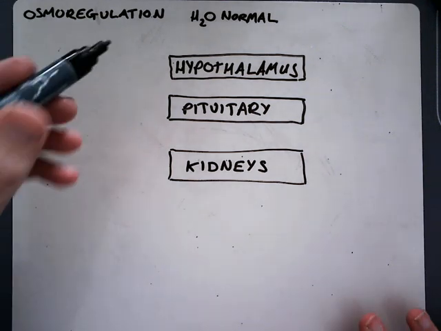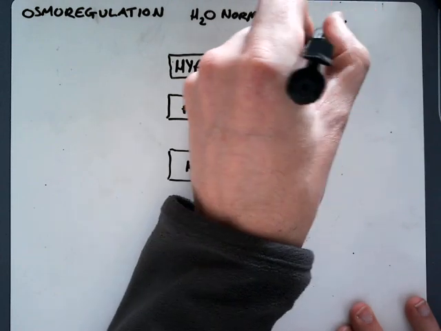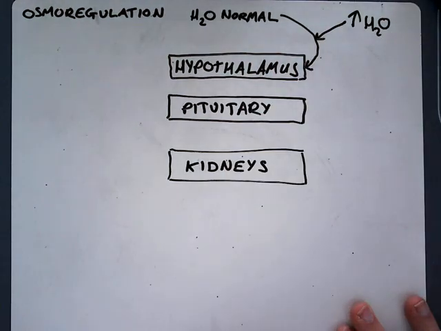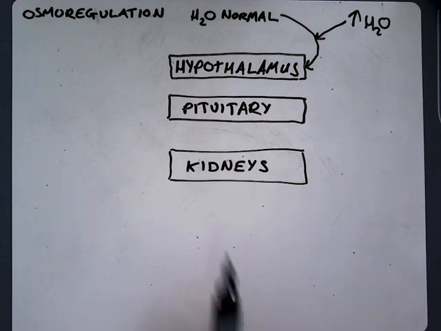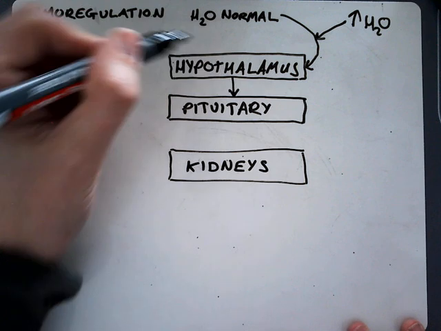So let's imagine a situation where we drink a lot of water. We're thirsty, we're going to add water to our body, we're going to increase the levels of H2O in our body. Now, the hypothalamus has osmoreceptors working for it, and they send signals to it. Their job is to measure the amount of water in the blood, so essentially the concentration of the blood. And when the hypothalamus detects that the water levels in the blood have gone too high, so essentially the blood is too dilute, it sends a signal to the pituitary gland.